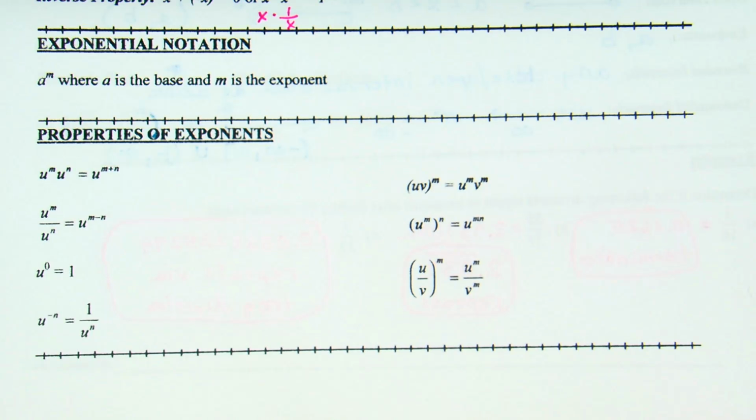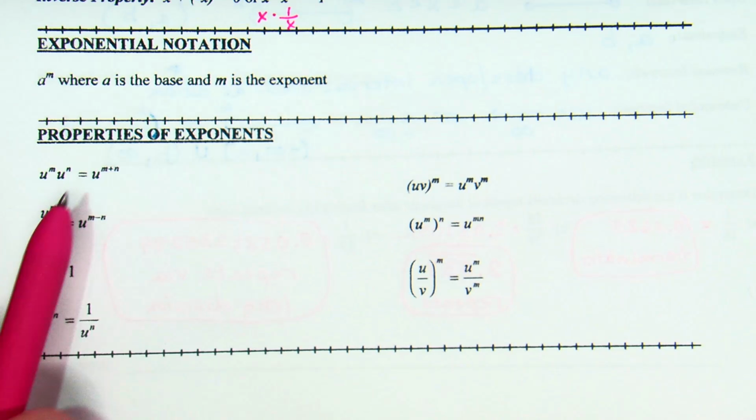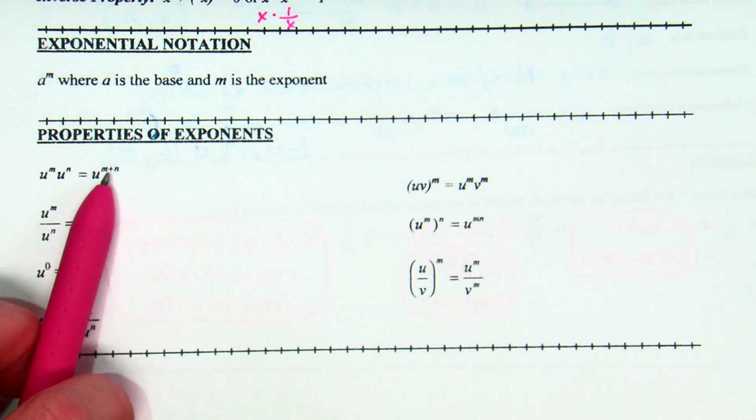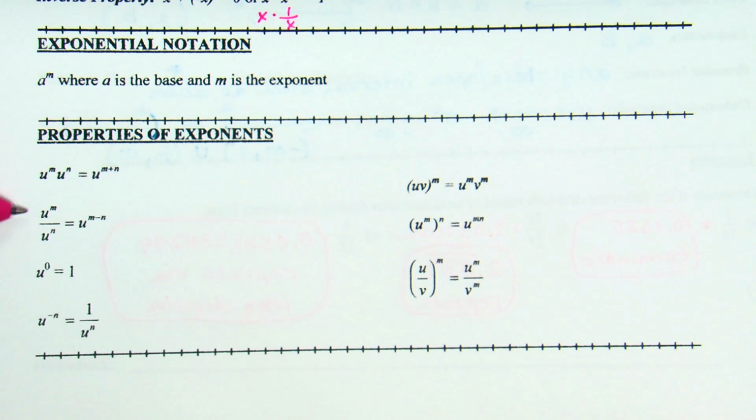If you were multiplying two exponential terms that have the same base, u to the m times u to the n, remember, you keep the base the same and add the exponents. That's when you're multiplying. However, when you're dividing, if the base is the same, you keep the base the same and subtract the exponents. Okay? Anything raised to zero power is always 1. You need to know that.